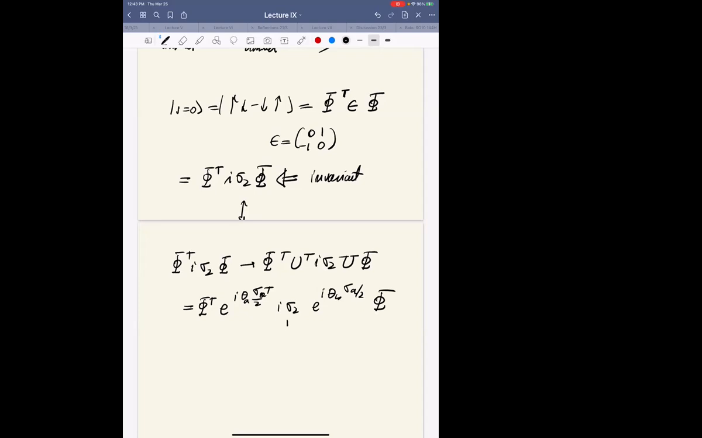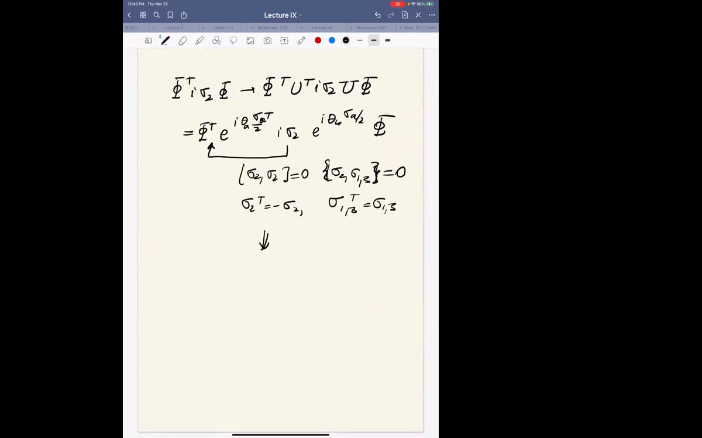Now notice what happens here. I can move i sigma 2 here. And then I use the following fact: the anti-commutator of sigma 2 with sigma 1 or 3 is 0. But sigma 2 transpose is minus sigma 2, and sigma 1, 3 transpose is sigma 1, 3. And therefore, what you get is that phi transpose, this you know from quantum mechanics, I'm just writing it in a fancier way, goes into phi transpose.